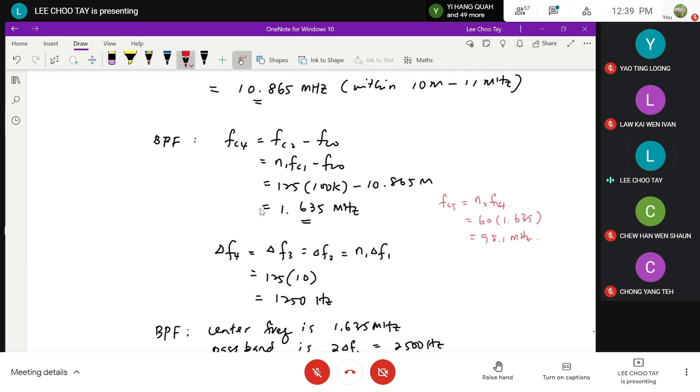Again, you might want to double check your FC4 answer by putting it into the equation for FC5, and that should give you the same answer, 98.1. Our FC5 needs to be 98.1, so we're correct. This FC4 tells you the center frequency of your bandpass filter. What about the pass band of your bandpass filter? The pass band of your bandpass filter, this is the center frequency.